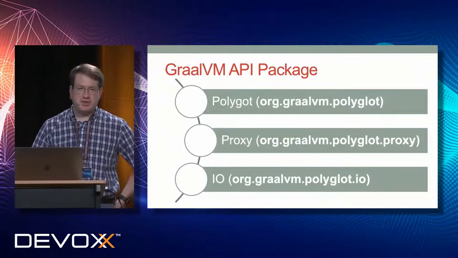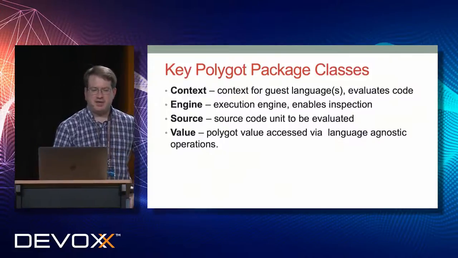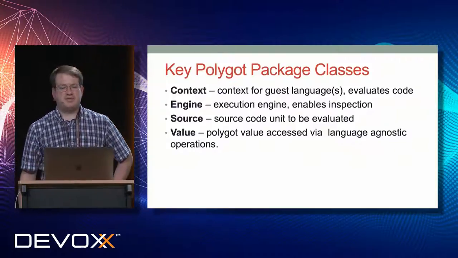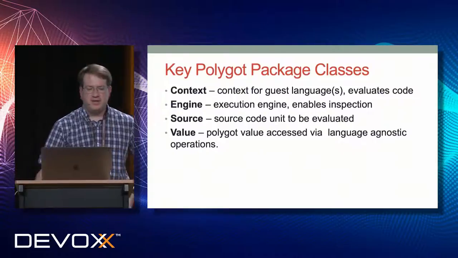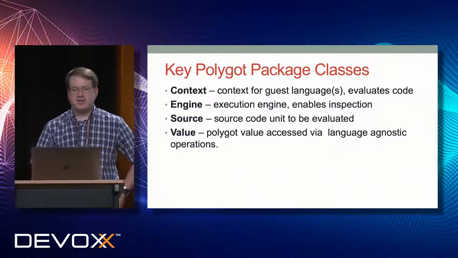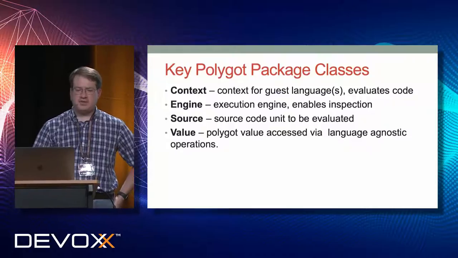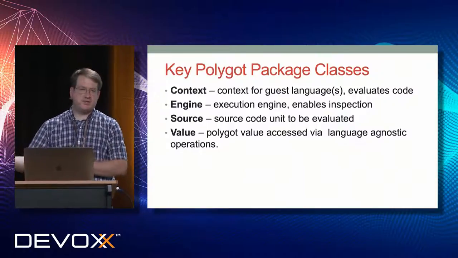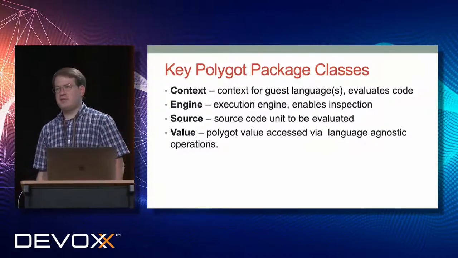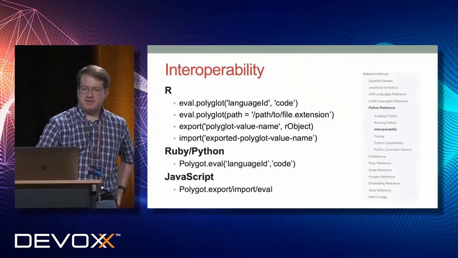It's actually a surprisingly small number of classes that you actually work with, unless you start getting into implementing your own languages on top of the platform. The key Polyglot classes that we saw on the previous slide were Context, which is the context for the guest language to evaluate code, the Engine, which is the execution engine, which enables inspection, etc. Source, which is basically a source code unit to be evaluated, and then Value, which is what you get returned every time you do an evaluation of some code or call a method. It gives you this Value object back, which you can then drill into and get the values that the language had produced. So it's an agnostic API for the different languages.